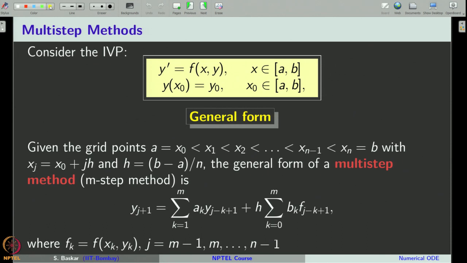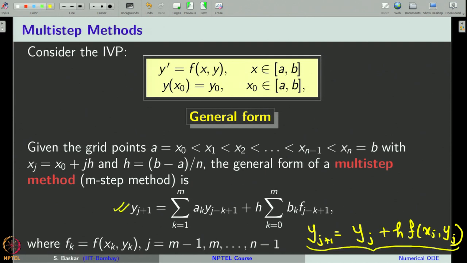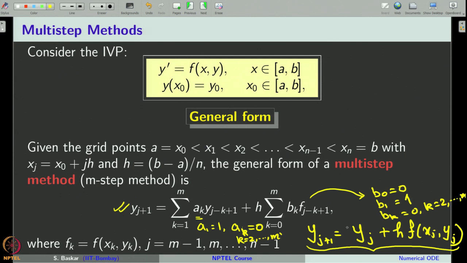If you recall, the Euler forward formula is given by yj+1 = yj + h f(xj, yj). You can clearly see that this method is also a particular case of this general multi-step method, where a1 is equal to 1 and all ak's are equal to 0 for k = 2 to m. Similarly, from this term, b0 = 0, b1 = 1, and all bk's are 0 for k = 2 to m. So, that gives us the Euler forward formula.